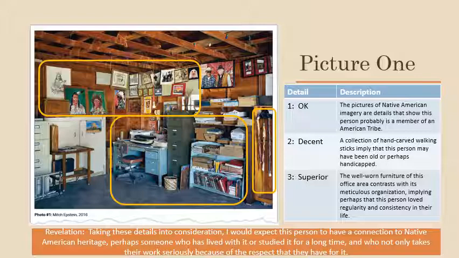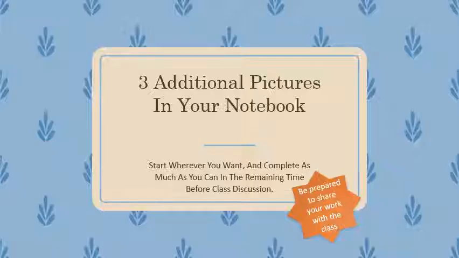So it's going to be your turn now. In your notebook, you will notice that there are 3 additional pictures, all in the same vein. So, it's somebody who's recently deceased. You'll look at the details and you will do what I just did. You can start wherever you want. You can do any of the remaining pictures, complete one and move on to another, and do as much as you can in the remaining time before class discussion starts. Once class discussion starts, please be prepared to share the work that you have completed with the class, and I'll see you there.